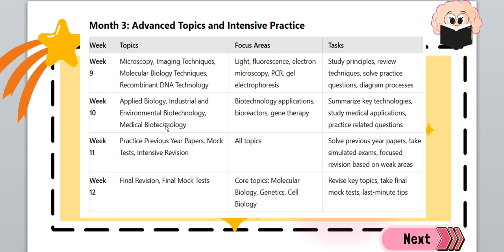Next, you have to practice previous year's tests, intensive revision. Every time you complete a unit, you have to go through the PYQs of that unit and solve it then and there. You have to target at least 10 years of previous years' papers, so that you will be thorough with the pattern of the exam. And week 12 you have to finally revise and give mock tests.